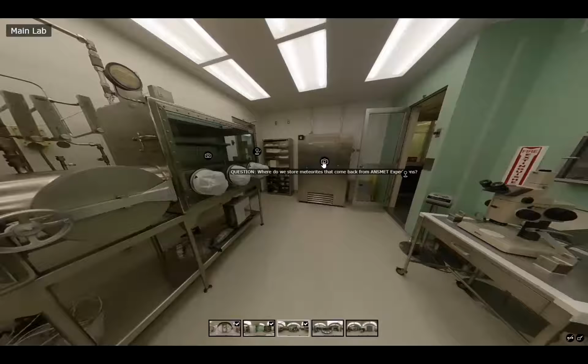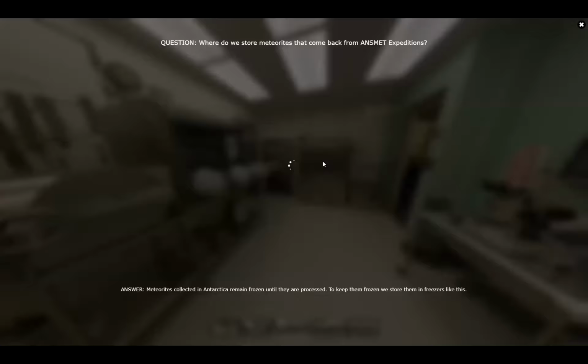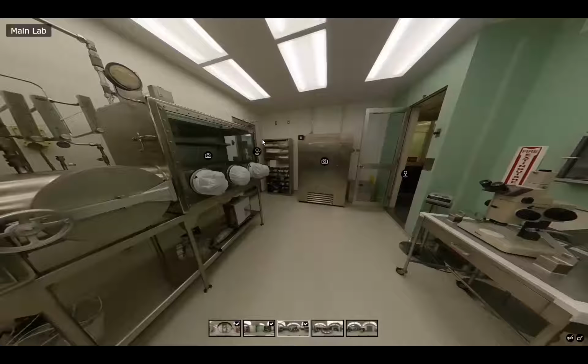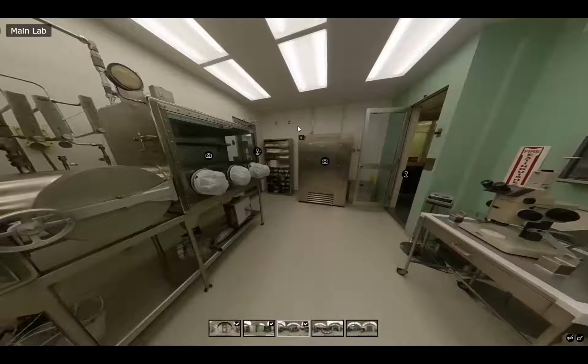Over here, you'll see a freezer. We actually have 3 freezers. When the samples come back from Antarctica, like I mentioned, they're still frozen, and we keep them in this freezer until we're ready to process them. Each sample is wrapped up in its own Teflon bag with Teflon tape, and then they stick a bunch of those in slightly larger bags to help keep things from getting lost or tossed around.